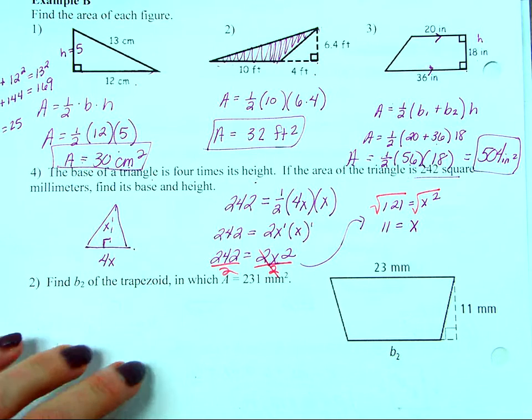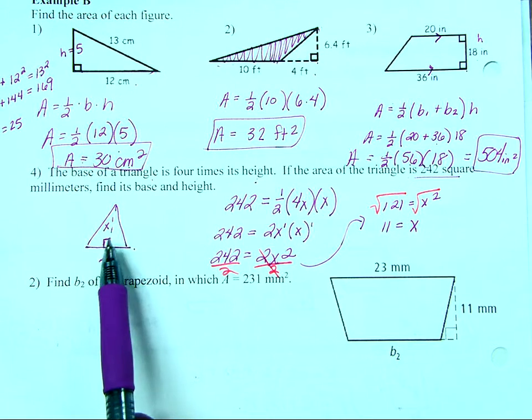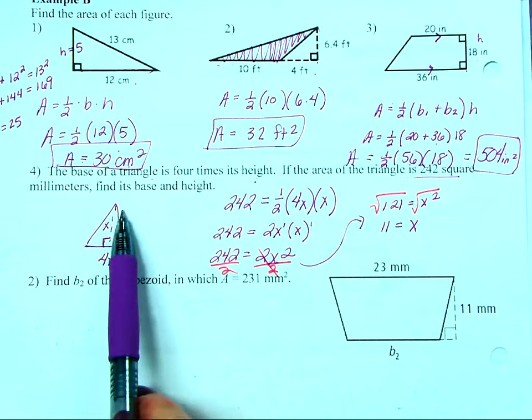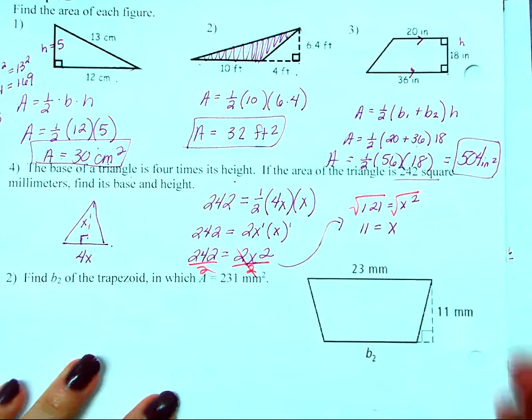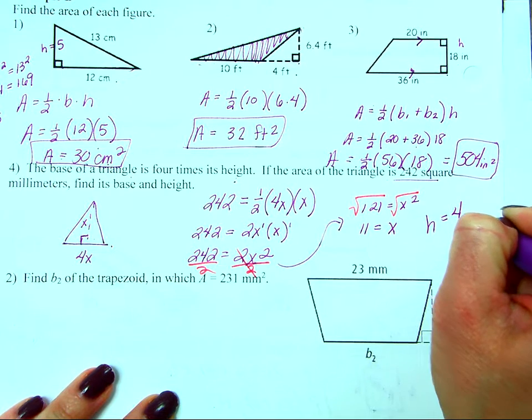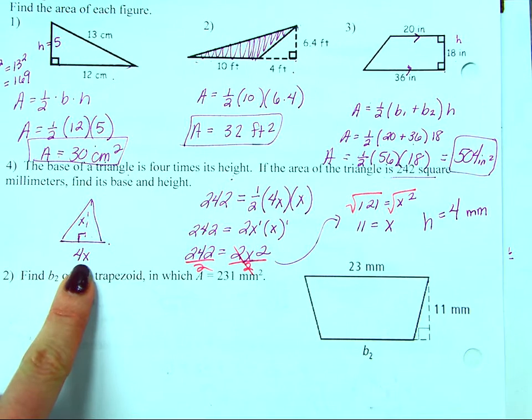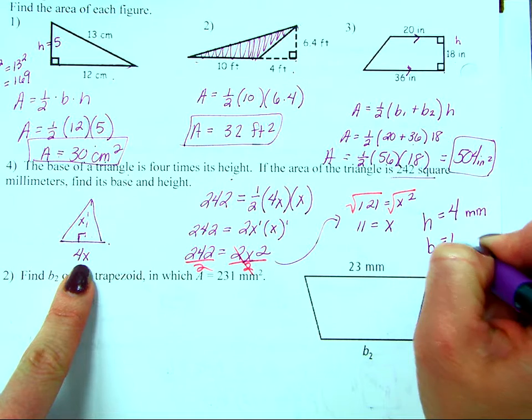Okay, where do I go from there? Well, you ask yourself, what is x? Well, in my picture, x was the height. And so as I list my answer, I know then that my height would have to be 11 millimeters. And my base is 4 times that. So my base would have to be 44.